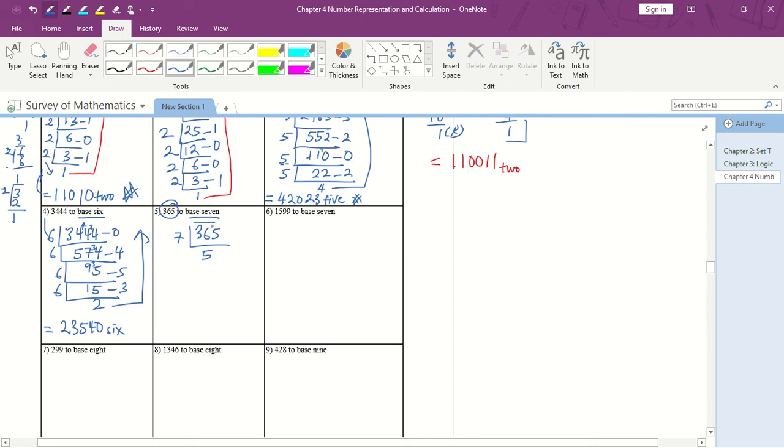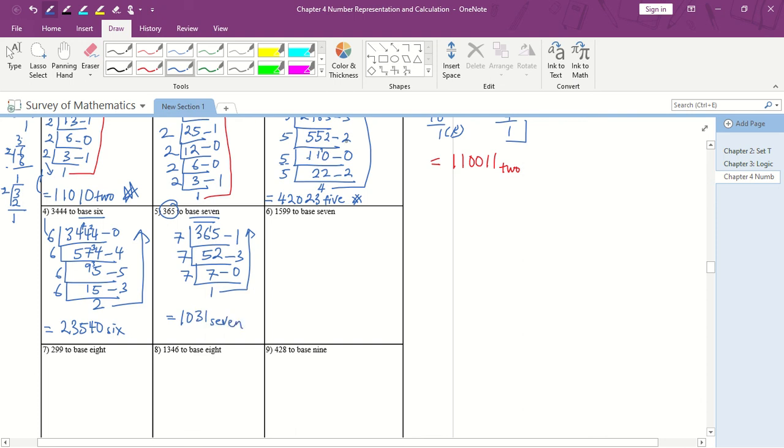36 minus 35 is equal to 1. So 5 times 7 is 35, and so on with a remainder of 1. Then 7 times 7 is 49. 52 minus 49 is equal to 3. 7 divided by 7 is equal to 1 with the remainder of 0. So that's it: 1031 base 7.